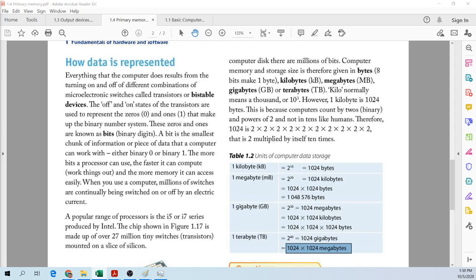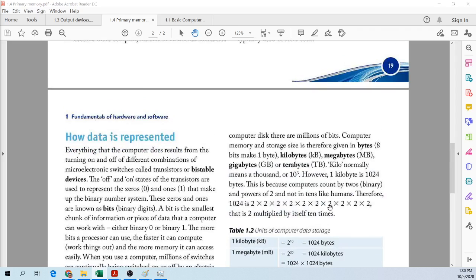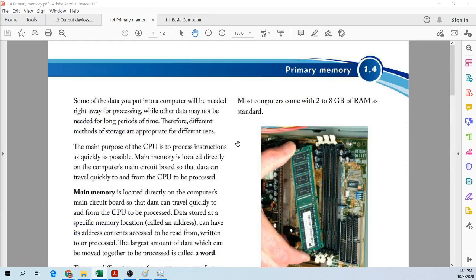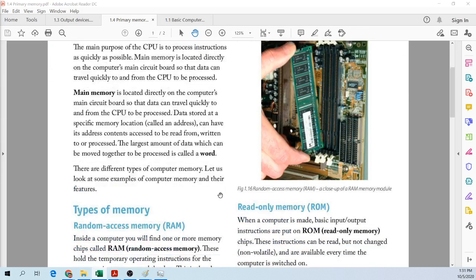Any other question on today's topic? Today we looked at what is memory. Remember the three terms: primary memory, main memory, and memory. They refer to basically the same thing.